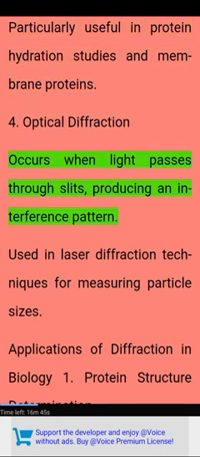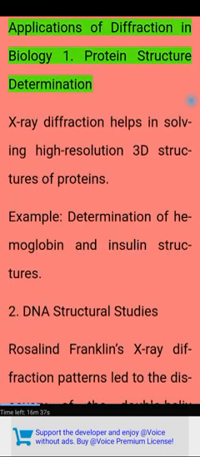4. Optical diffraction. Occurs when light passes through slits, producing an interference pattern. Used in laser diffraction techniques for measuring particle sizes. Applications of diffraction in biology. 1. Protein structure determination. X-ray diffraction helps in solving high-resolution 3D structures of proteins.